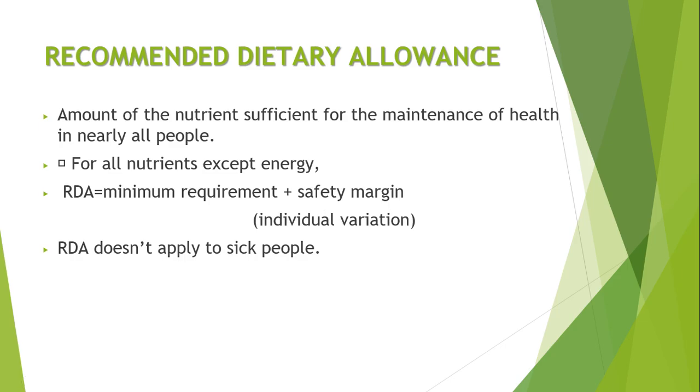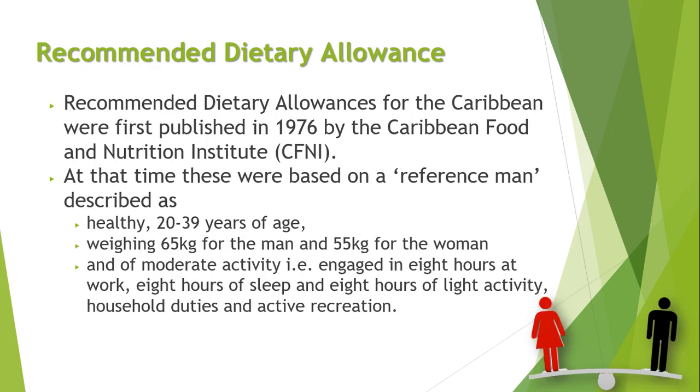But the thing about the recommended dietary allowance is that it's not individually based. It's an average of hundreds of people. So it is just like a guideline, right? So let's get more into it. The recommended dietary allowances for the Caribbean were published in 1976 by the Caribbean Food and Nutrition Institute. At that time, these were based on a reference man described as someone who is healthy, between 20 to 39 years of age, weighing 65 kilograms for the man and 55 kilograms for the woman.